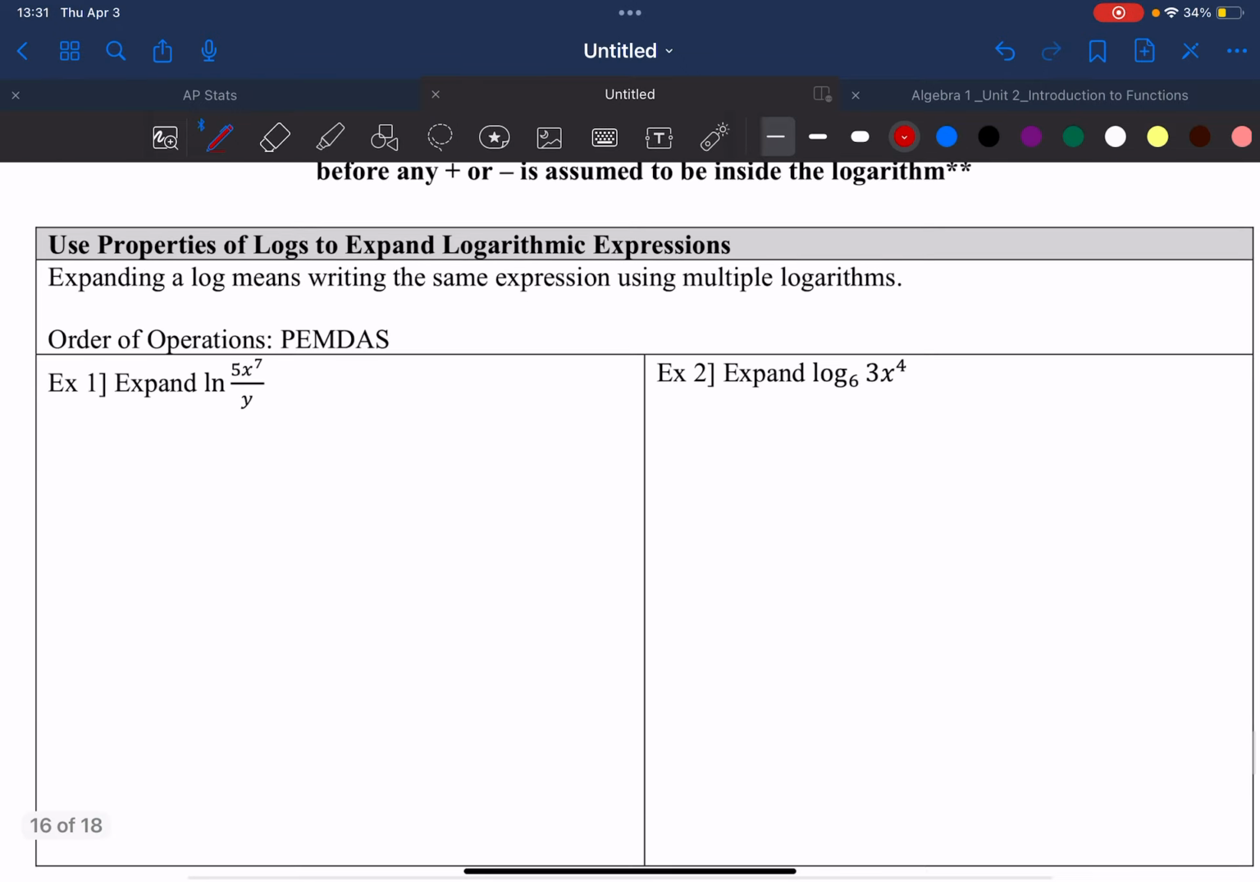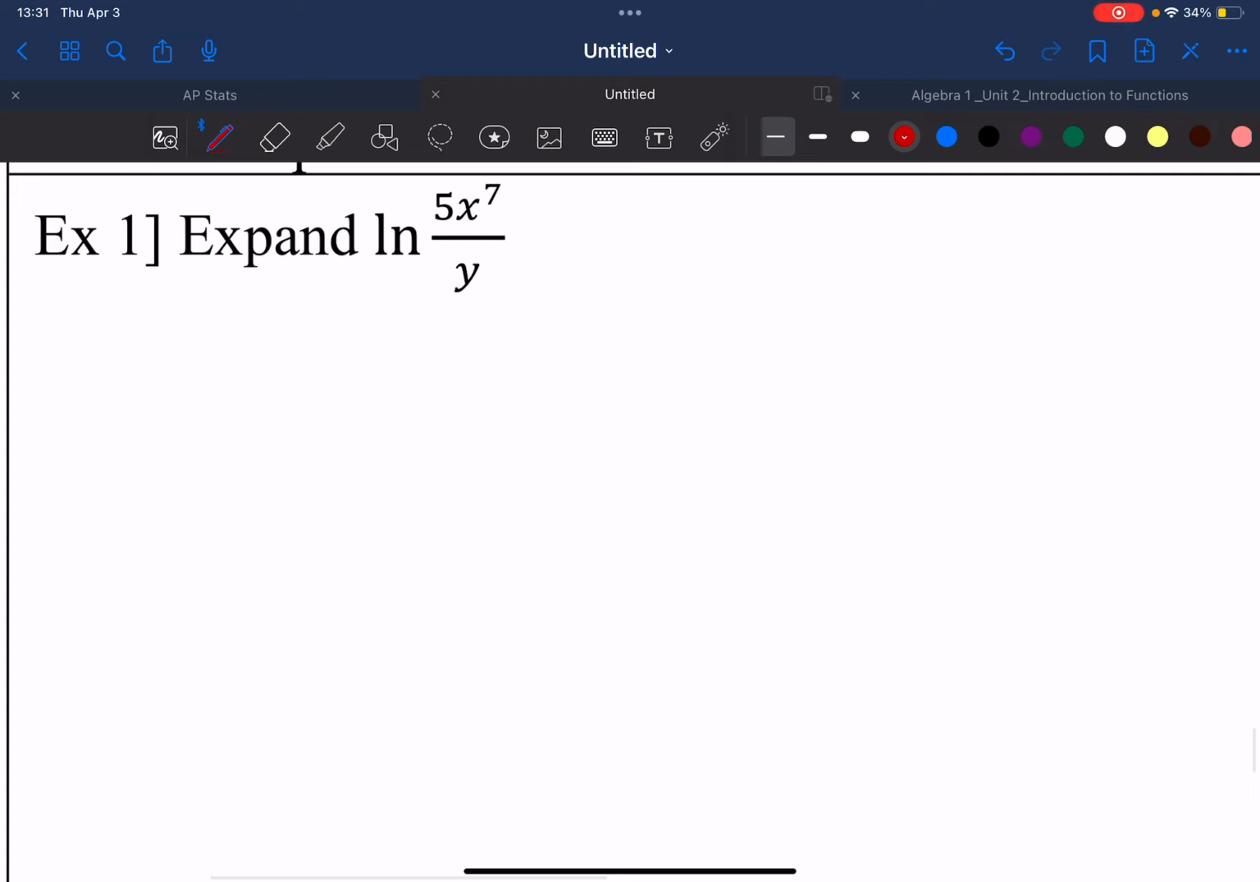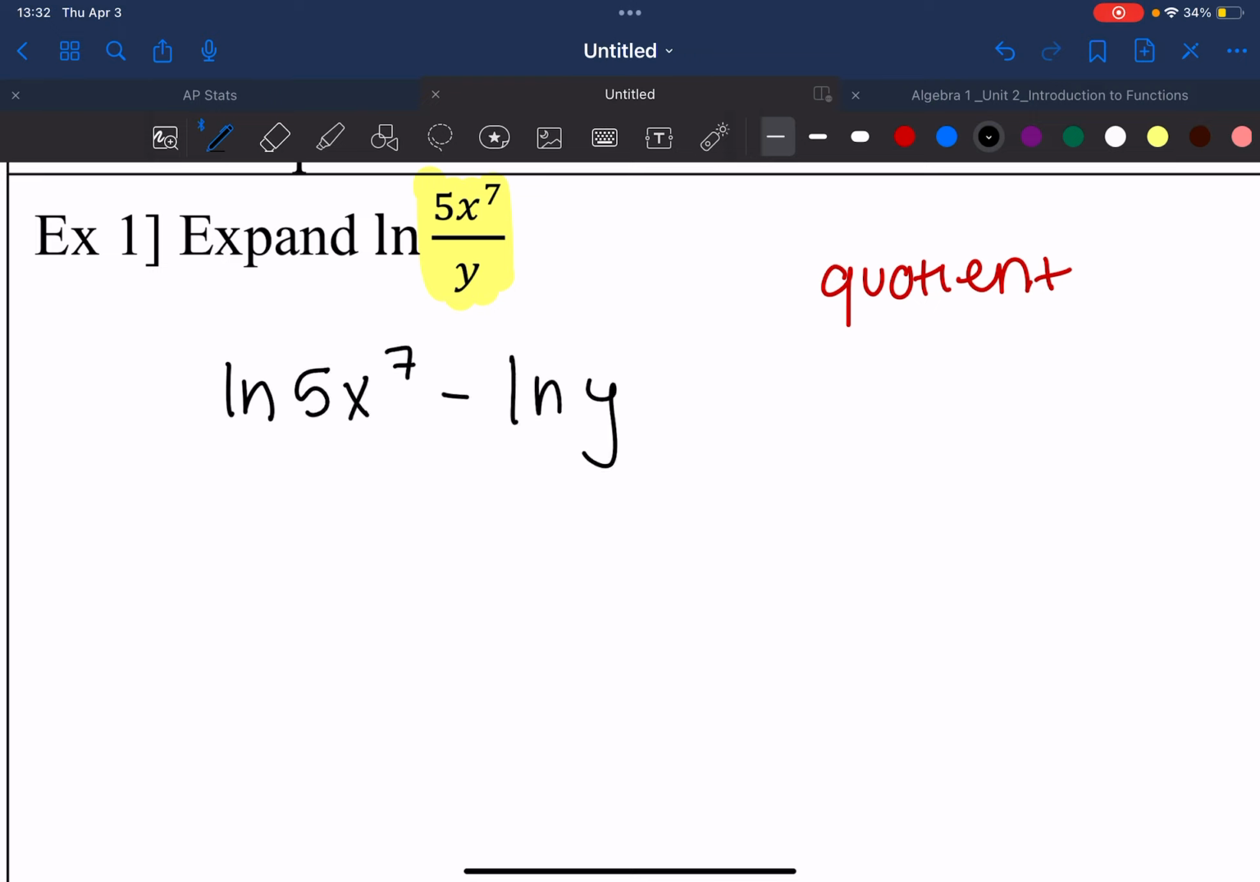Okay, so let's look at some examples here. In these first couple examples, we are going to expand our logarithms. That means we're using the properties mentioned above. Looking at this natural log, we have 5x to the 7th divided by y. Since we have that division bar, I know that I'm going to use the quotient property that says that if I divide, I can expand this into subtraction. So I can rewrite this as natural log of 5x to the 7th minus natural log of y.